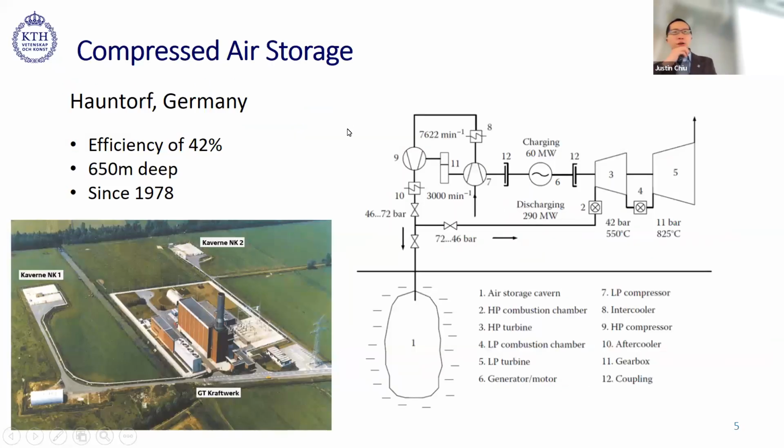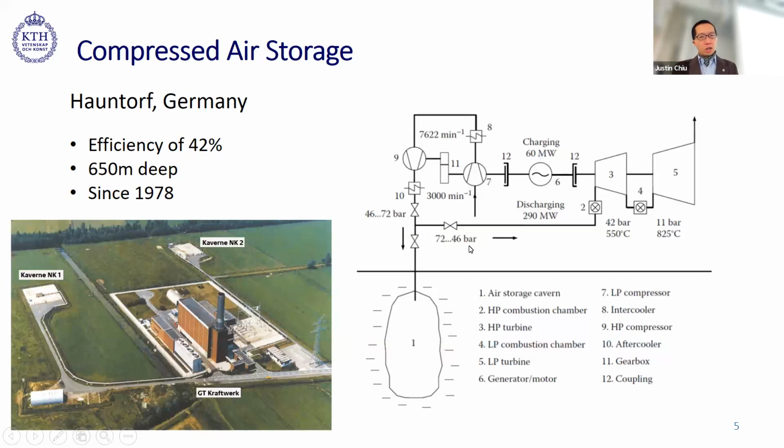A few examples of larger size compressed air storage systems. One is in Germany, Huntorf. Efficiency is 42%. This is a diabatic system, meaning that they lose heat. So they have to provide heat back from a combustion chamber. It is 650 meters deep. It was commissioned in the 70s.